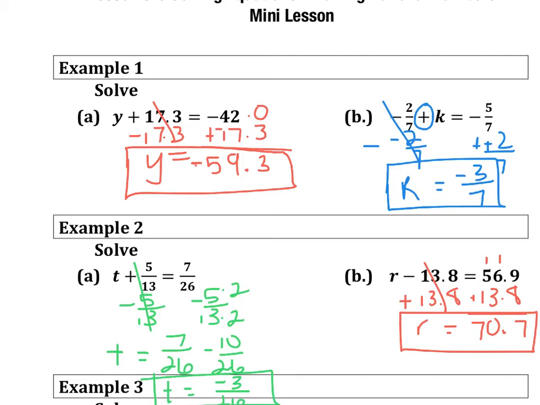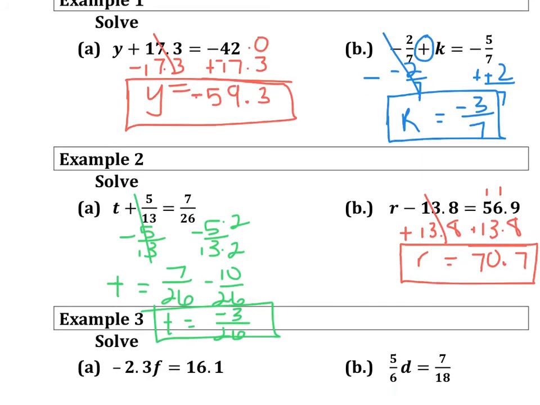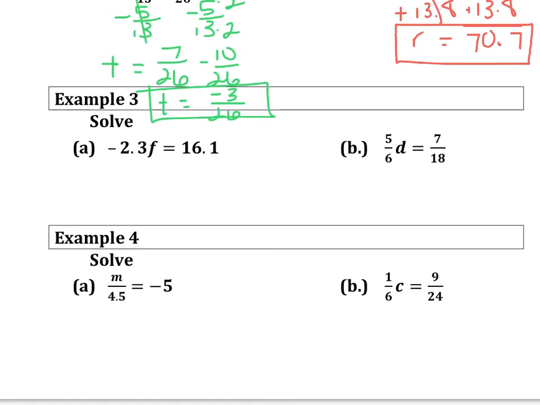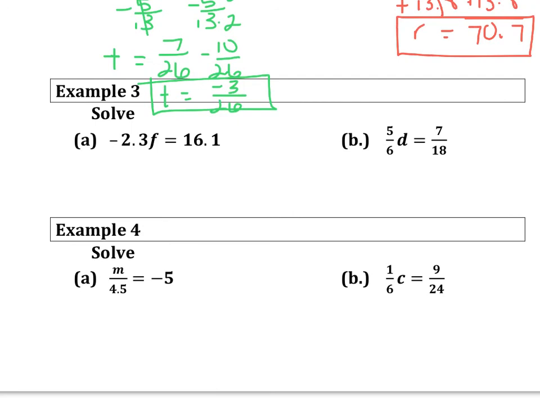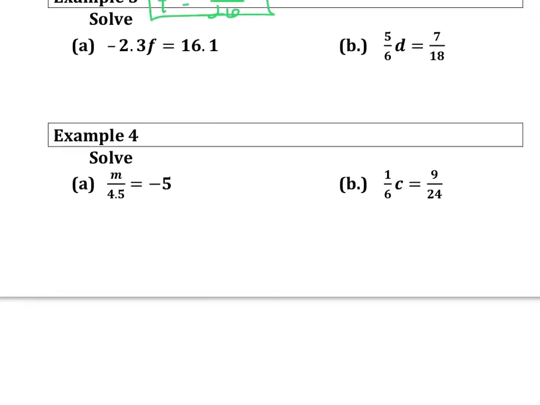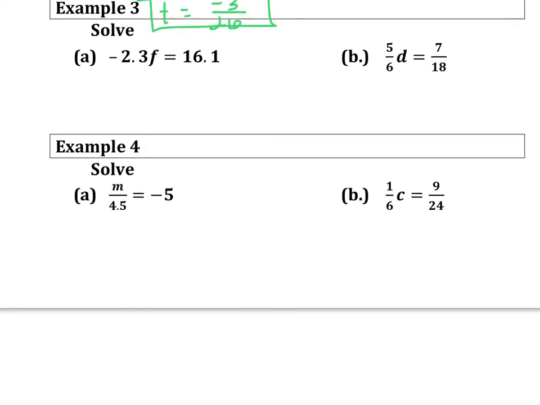Now you'll notice in example 3, we now have equations that involve multiplication or division. So same process, we're still using inverse operations, but we're going to have different ones that we're trying. So let's go ahead and start with example 3, letter A. So we have negative 2.3f is equal to 16.1. So our inverse operation here will be division.